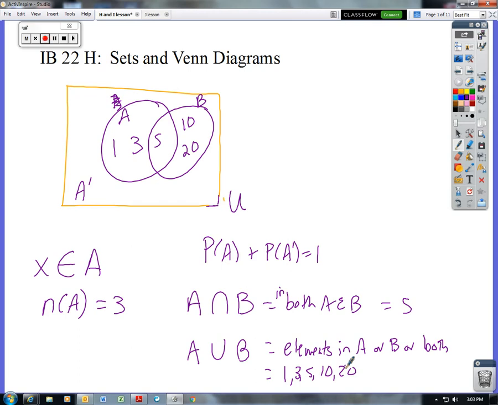And another way the book writes this is you can say X such that X is an element of A and X is an element of B, using set builder notation.